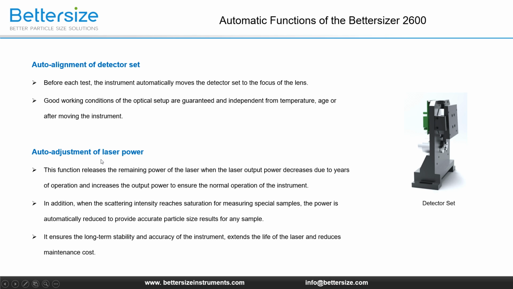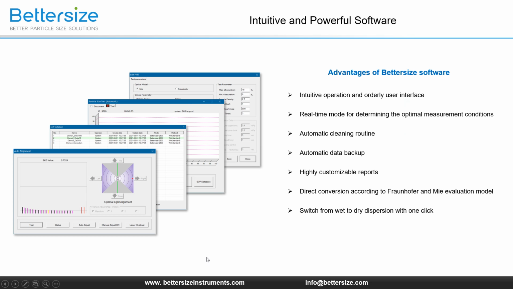It controls the laser power intelligently to ensure the normal operation of the instrument, which ensures the long-term stability and accuracy of the instrument, extends the life of the laser, and reduces maintenance cost. The Bettersizer 2600 comes with a specialized software. This software enables intuitive operation with orderly user interface. It has real-time mode for determining the optimal measurement conditions, automatic cleaning routine, automatic data backup, and highly customizable reports.